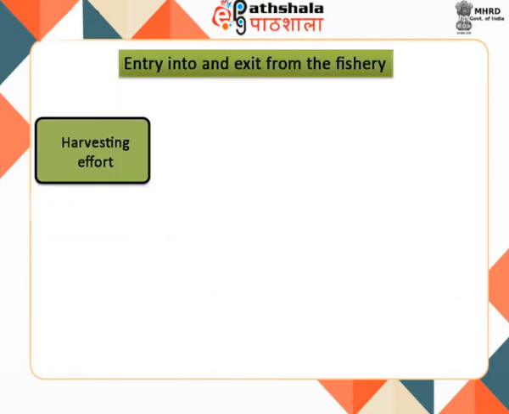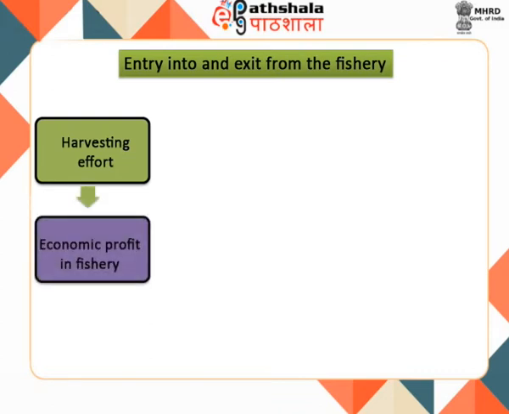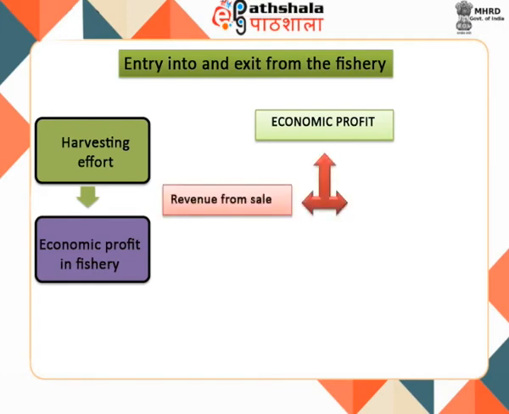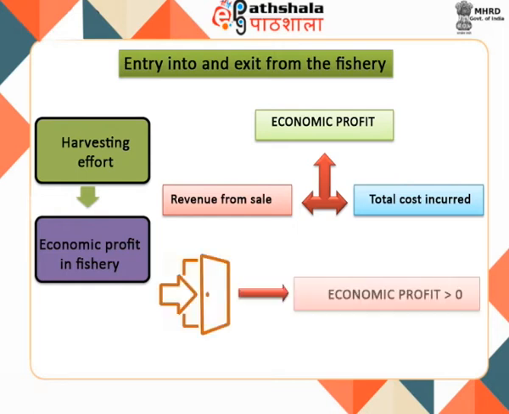Harvesting effort supplied in an open access fishery depends upon the level of economic profit prevailing in the fishery. Economic profit is the difference between the total revenue from the sale of harvested resources and the total cost incurred in resource harvesting. Free entry of firms into an open access fishery continues, thereby increasing the harvesting effort, as long as it is possible to earn positive economic profit.